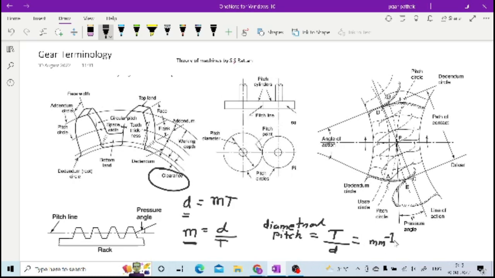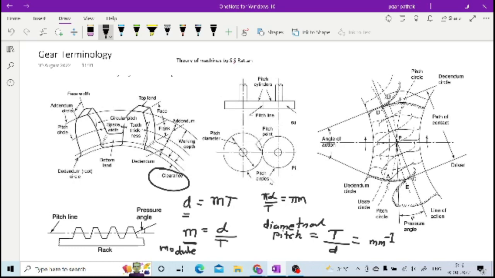So in order to have uniformity, they have termed this new terminology, module, with dimension d by T. So this is how you are having diametral pitch and module. These are also important. Your circular pitch is given by pi d by t, which is nothing but pi into m. So these are some of the important things you have to keep in mind.